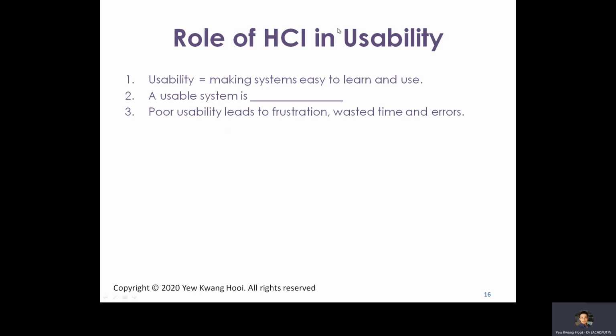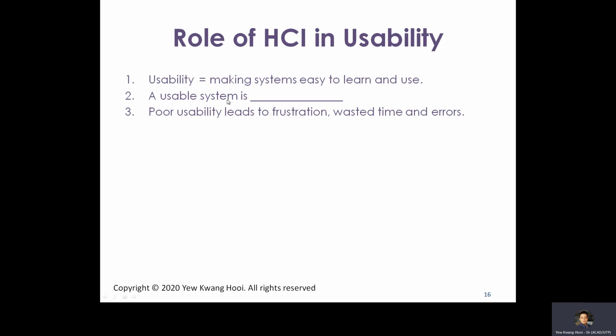So what is the role of HCI in usability? I'm not talking about usefulness. Useful and usable are two different terms, as I have explained earlier. The role of HCI is making systems easy to learn and use. A usable system is therefore one that is easy to learn, easy to remember how to use, effective to use, efficient to use, safe to use, and finally enjoyable to use. Especially a gaming system. A gaming system is very usable because it's enjoyable.